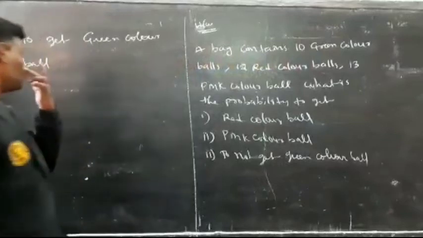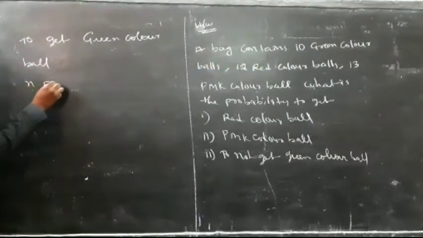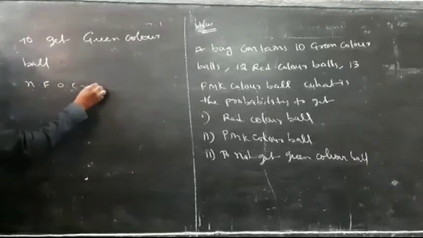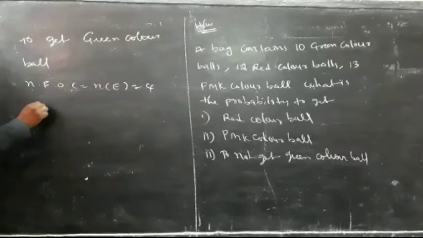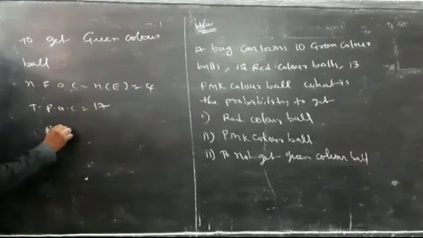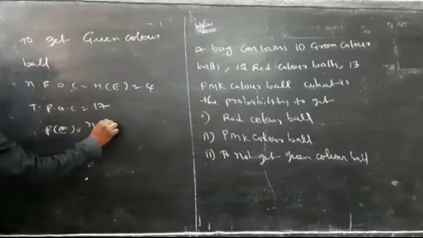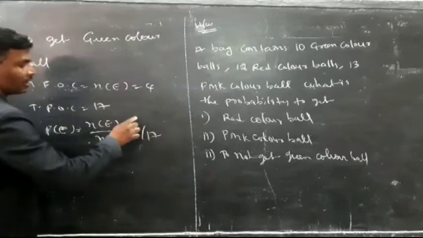So next question, to get a green color ball. In that bag, the number of favorable outcomes: only 4 green color balls are there. So total possible outcomes is equal to 17. P of E is equal to N of E by N of S is equal to 4 by 17.